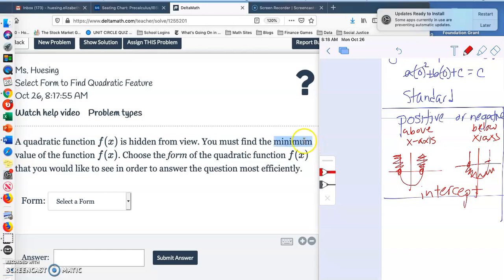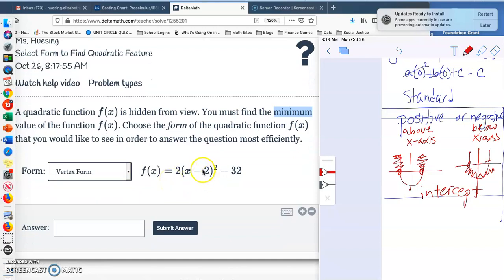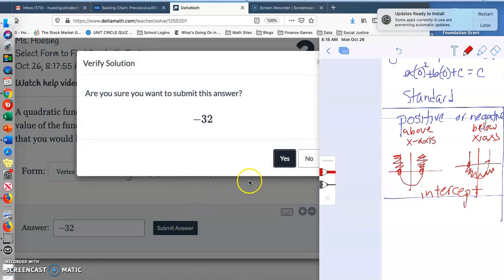We can see right here. Choose the form we want, and we could select these forms. And again, you could find it in any of them, but the minimum would be that vertex there. And so what is our vertex? Positive 2, negative 32. And our minimum is just that y value. So it's negative 32.